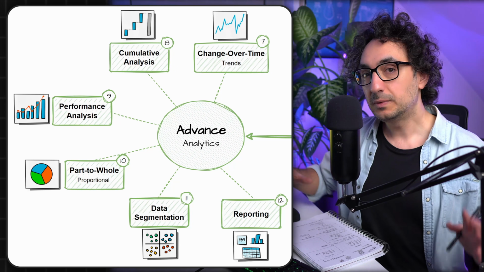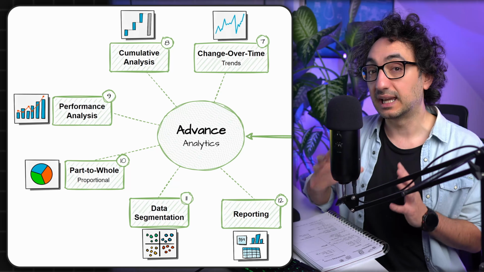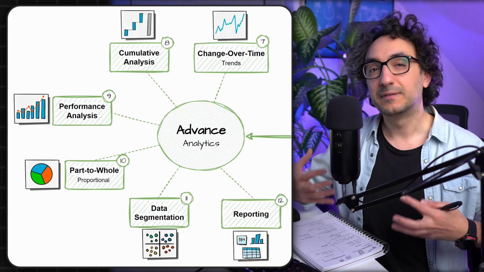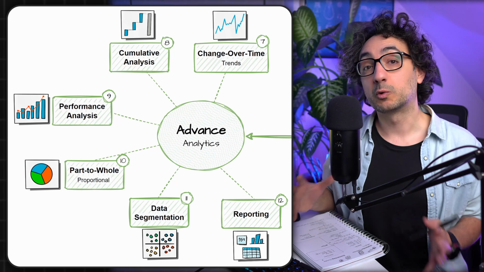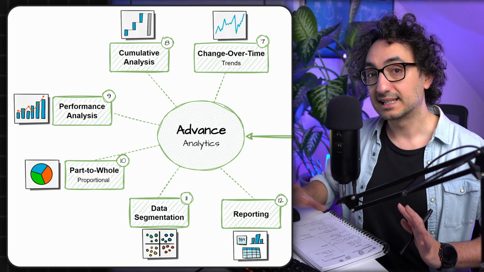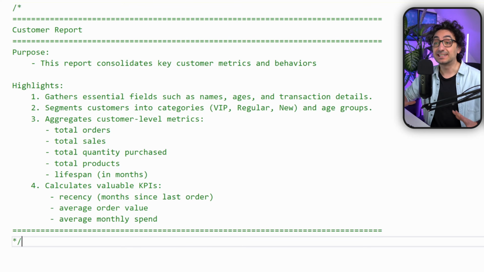So now what we're gonna do, we're gonna have some kind of requirements where we're gonna bring a lot of different analyses in one big script in order to have insights about one object, like for example the customers. So now I'm gonna show you the requirement of this report and we're gonna analyze it and start writing the scripts. So let's go.